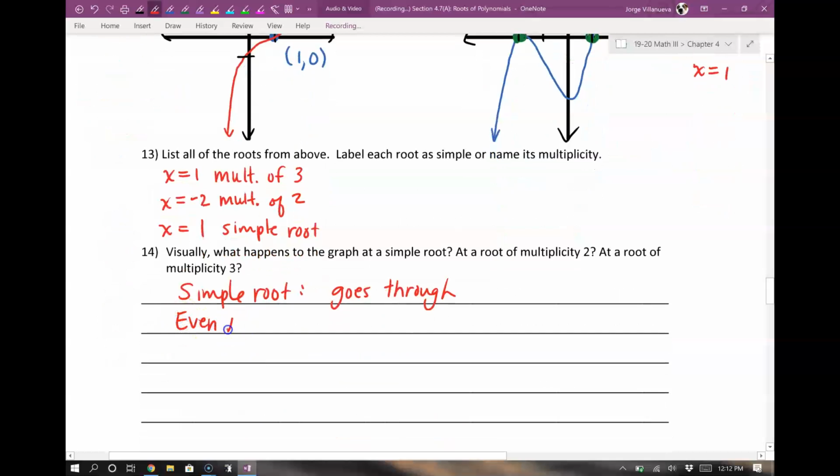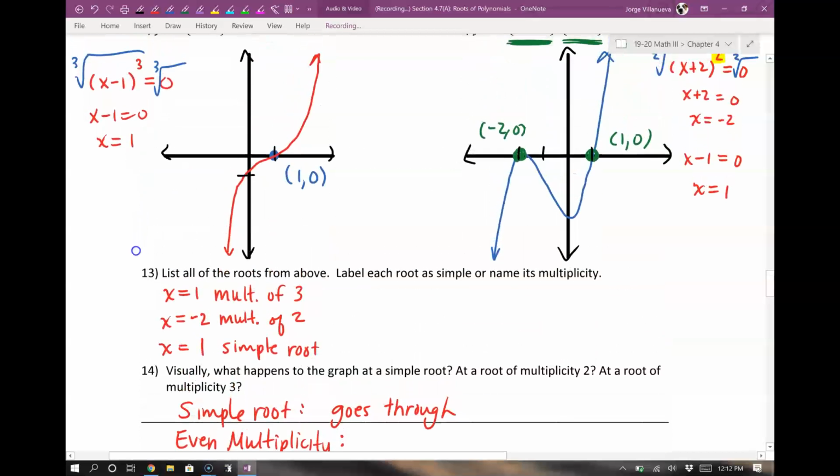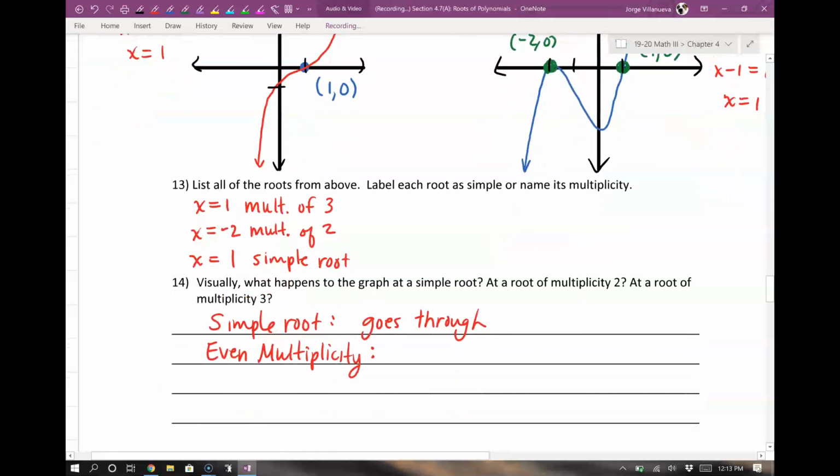They say what happened at a multiplicity of 2? I'm going to write even multiplicity. I'm just going to try to make it more general because it's important you guys understand it's not just 2, it's 2, 4, 6, 8, 10, 12, 14, 16, 18, etc. Okay, even multiplicity. What happened at the answer that had multiplicity of 2? So at negative 2, what did the graph do? It bounced, right? It didn't go through. It wasn't allowed to go through. It got to the point and it was rejected back to where it came from, right? So it bounces. Okay, some teachers like to say it kisses the graph.